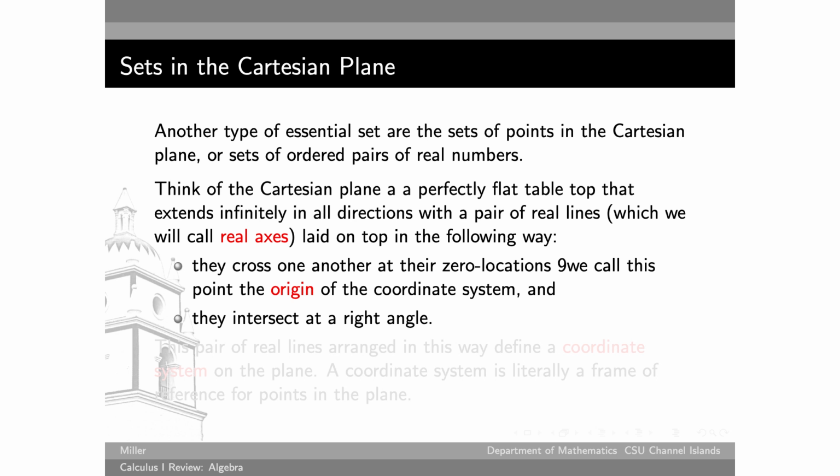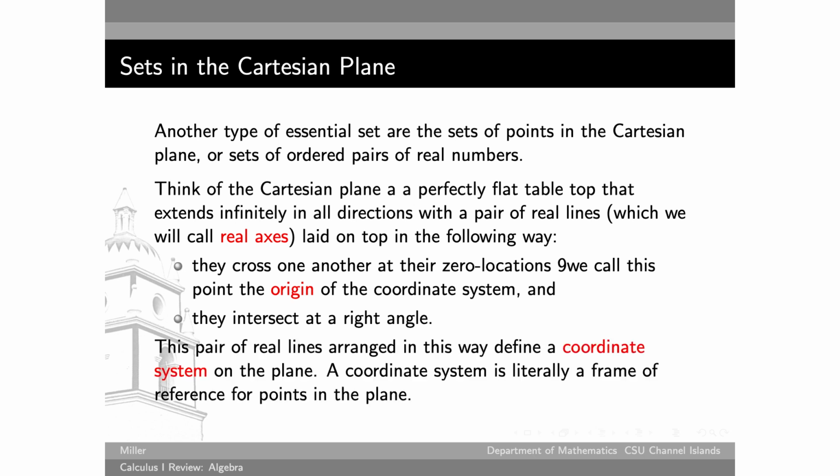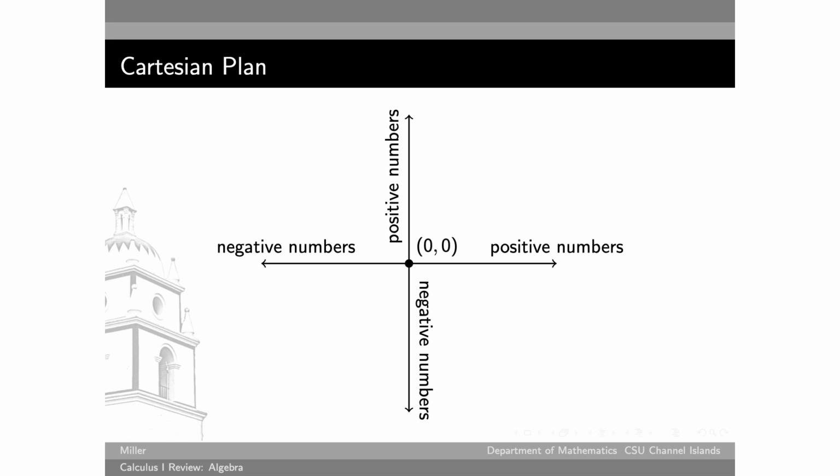They cross one another at their 0 locations, we call this point the origin of the coordinate system, and they intersect at a right angle. This pair of real lines arranged in this way define a coordinate system on the plane. A coordinate system is literally a frame of reference for the points in the plane. This diagram shows how the real axes are arranged with respect to one another.